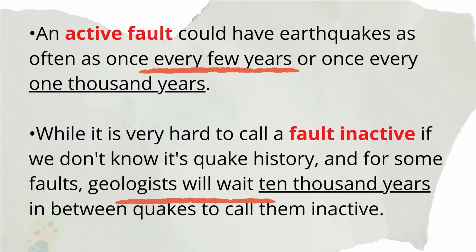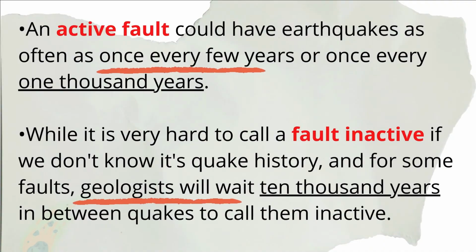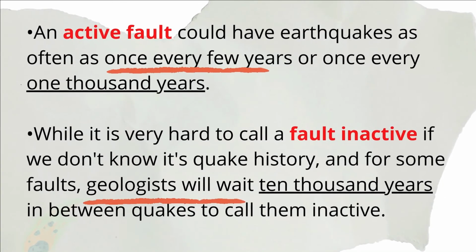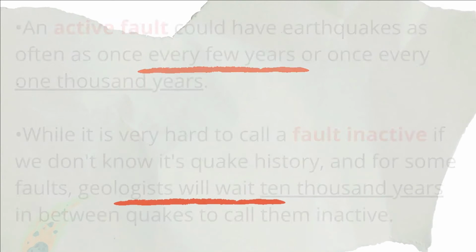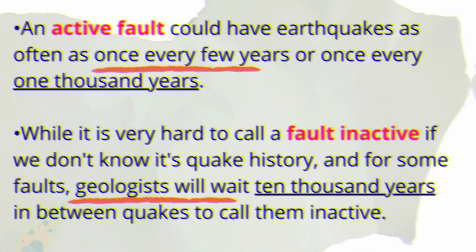Did you know that? An active fault could have earthquakes as often as once every few years or once every 1,000 years. While it is very hard to call a fault inactive if we don't know its quake history, for some faults, geologists will wait 10,000 years in between quakes to call them inactive.